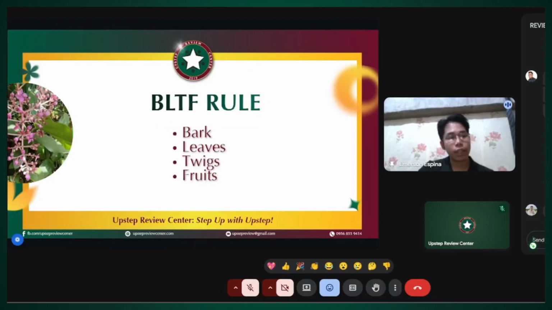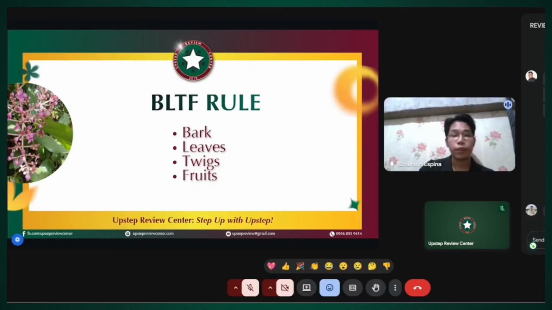What is it? It includes the bark, leaves, twigs, and fruits used as reliable features for identification when you're at the field. Whenever you encounter an unfamiliar tree, ask yourself the following. What can you observe? What is readily available in the surrounding? Instead of panicking, use this rule. Is there a bark available? B for bark.